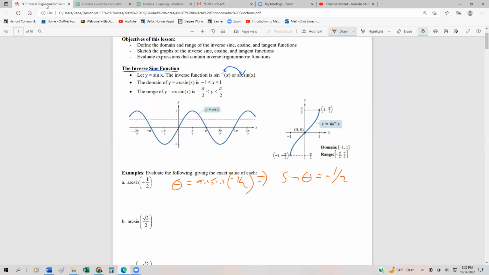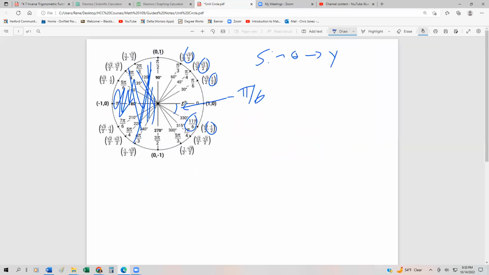Whenever we give these answers, if I was to say that this was 11 pi 6, unfortunately, that's not in the range. So we would have to say negative pi 6. That's the arc sine function: we're looking for the y coordinate on the unit circle that gives us this value, and if it's in quadrant 4, we have to use the coterminal angle. So for instance, this one would be negative pi fourths, this would be negative pi thirds, and this would be negative pi halves.